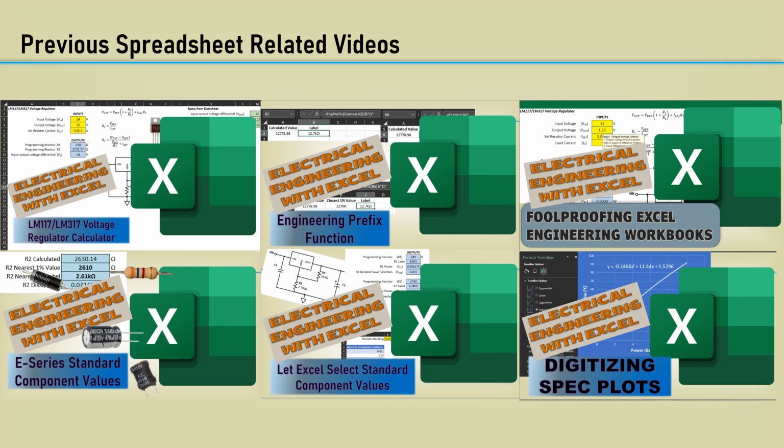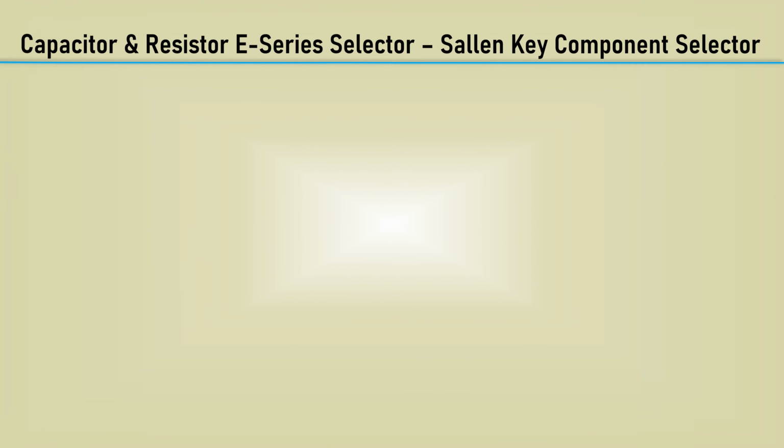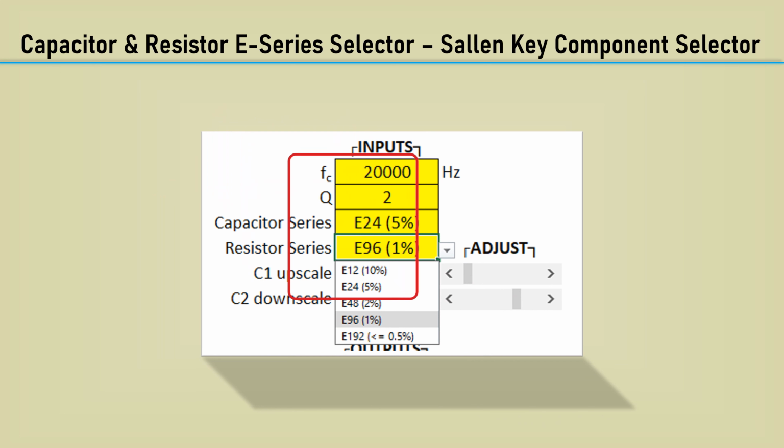I also made a video about digitizing specification plots. This is a method of converting a digitized plot in a spec into an equation. We will utilize that for the low-level output voltage of the comparator. The Sol and Key component selector video introduced a drop-down selector for the desired E-Series component values for the resistors and capacitors. The workbook for this video will utilize that as well.